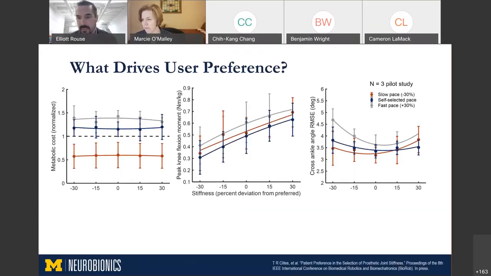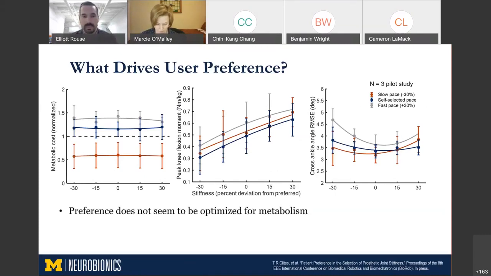These are the data from this. I'd like to kind of walk you through these plots from left to right. On the left-hand side, what we're showing is metabolic cost as a function of ankle stiffness, which is percent deviation from preferred. So 0 represents the subject's preferred stiffness, and then we see plus and minus 15 and plus and minus 30%. So if we look at metabolic cost, what we see is really no relationship associated with stiffness. The different colors here represent different walking speed. We see a clear trend with walking speed, but we actually don't see any trend with stiffness. So people don't seem to be selecting their stiffness based on their metabolism.